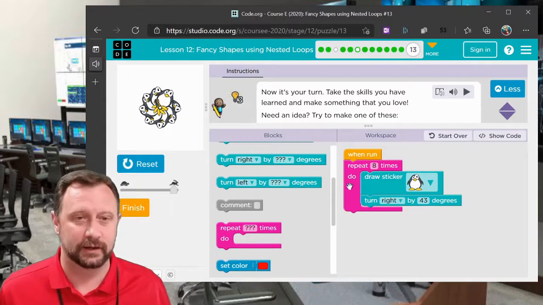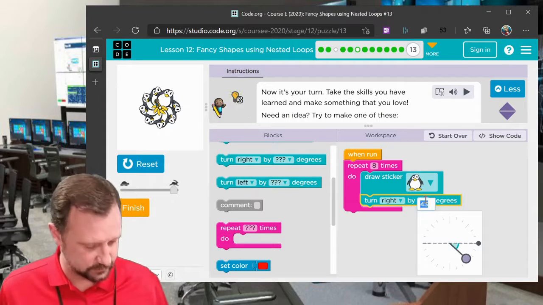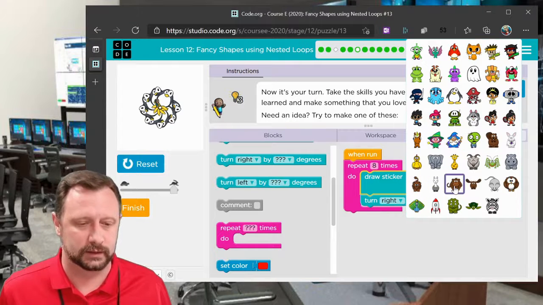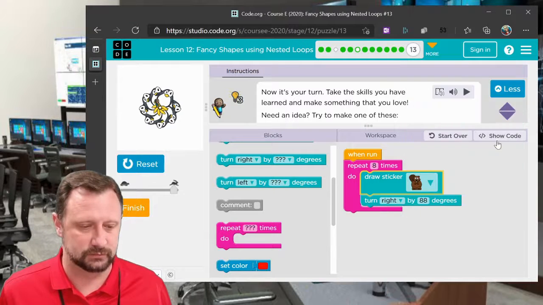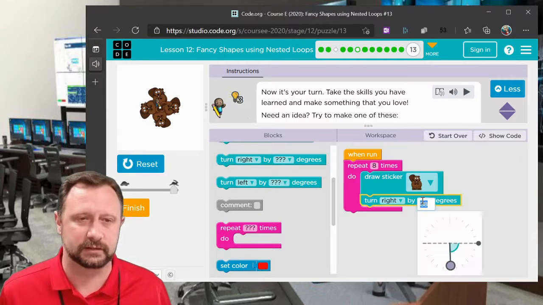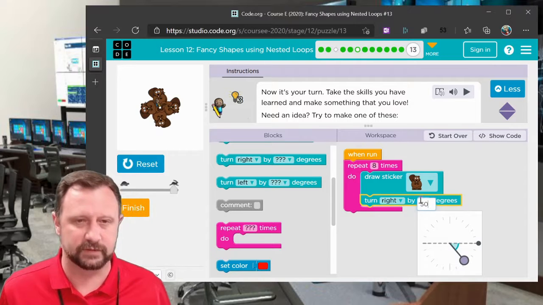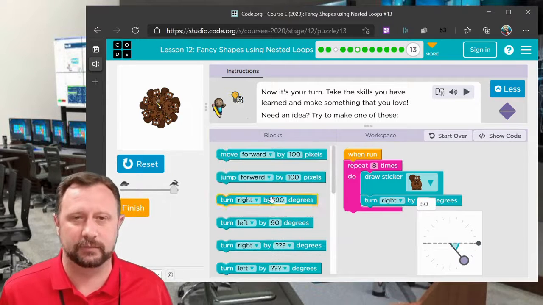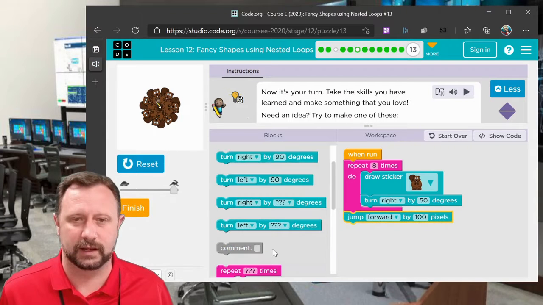Ooh, that's fun. I can do any angle in here if I wanted to. 88-degree angle of a, what is that, a beaver? Let's try it. That's interesting. I don't want to be a 50-degree angle. Reset, run. Look at that. Now maybe I'm going to jump. And I'm going to do something else.